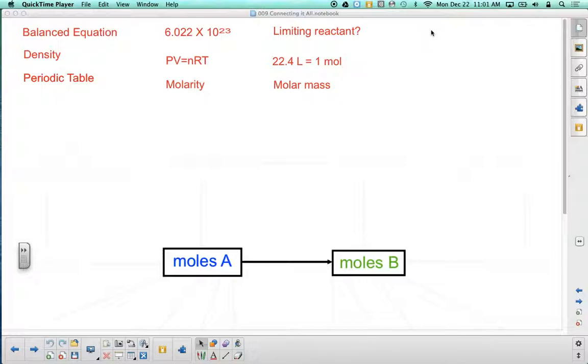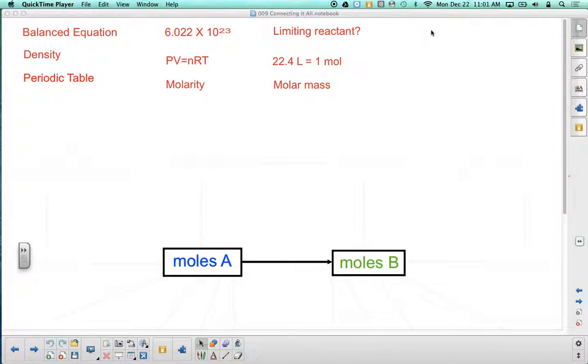We have learned about density. We've learned to use your periodic table to look up a whole bunch of different stuff. You've learned about chemistry's magic number, 6.022 times 10 to the 23rd. You've learned about the ideal gas law, PV equals nRT. You've learned about molarity. We talked on Friday about limiting reactants. We've learned about gases occupying 22.4 liters of space per mole at STP. We've learned how to calculate molar masses.